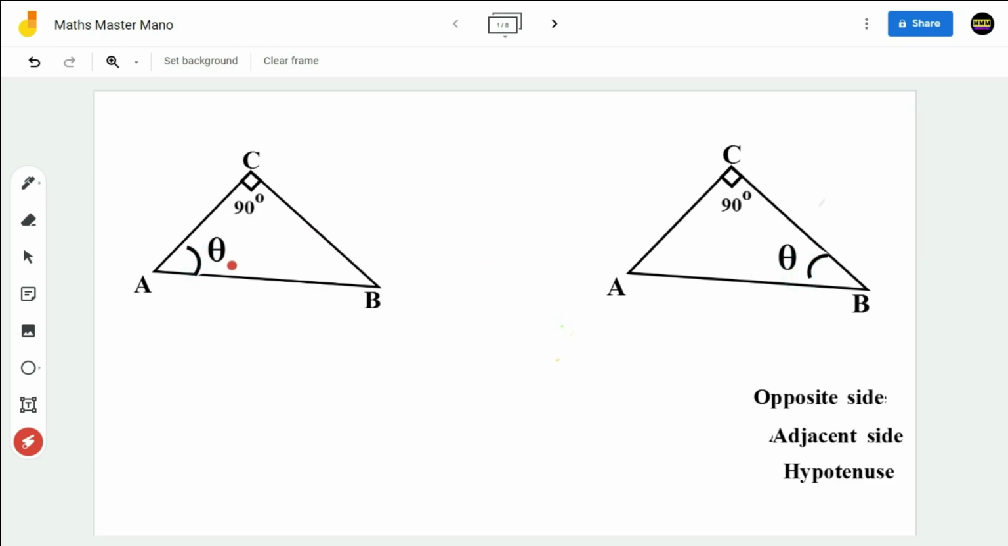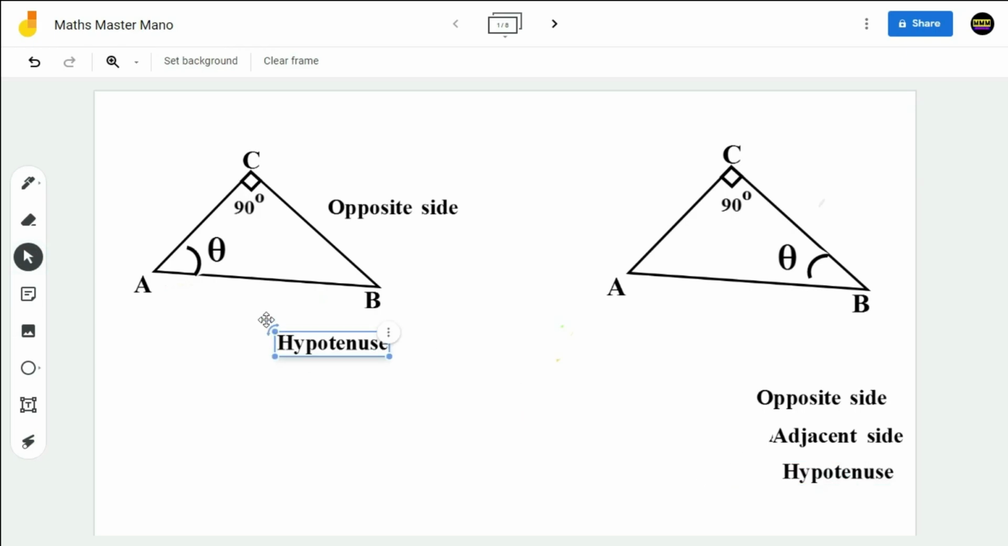For the first triangle we shall give the names for the sides. We know that the side opposite to theta will be the opposite side. So in the first triangle the side opposite to theta is BC. So BC will be the opposite side. The side opposite to 90 degree will be the hypotenuse. So for the first right angle triangle, the side AB will be the hypotenuse. After naming the opposite side and the hypotenuse, the third side AC will be the adjacent side.